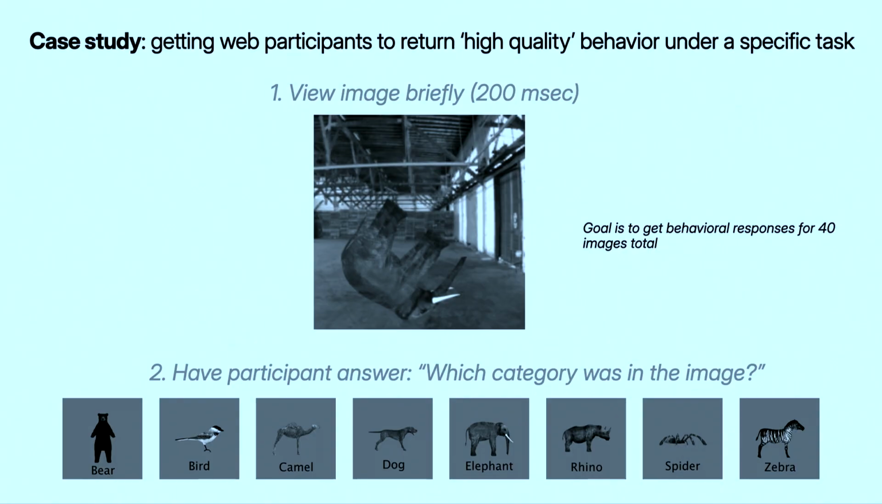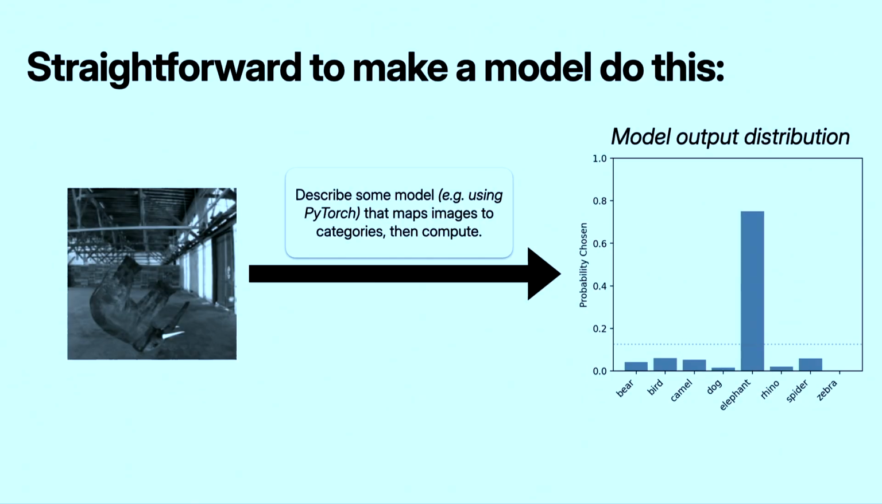So if you're a modeler, this is pretty simple and straightforward to think of how to get a model to do this. Just write down some model. Of course, this is really hard and involves training and all that stuff. But just write down a model in computer code that maps images to categories and then just compute. Then you can measure the output of the model, sort of like this. This is perhaps the output of a stochastic model that changes its responses every time you query it. And then, of course, just repeat this for every other image that we have.